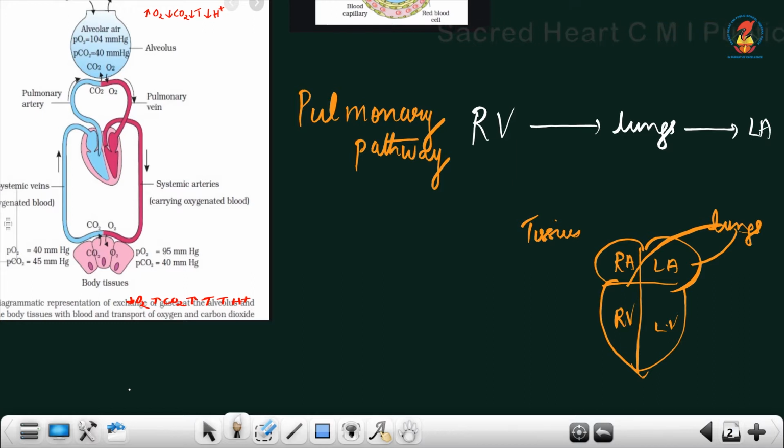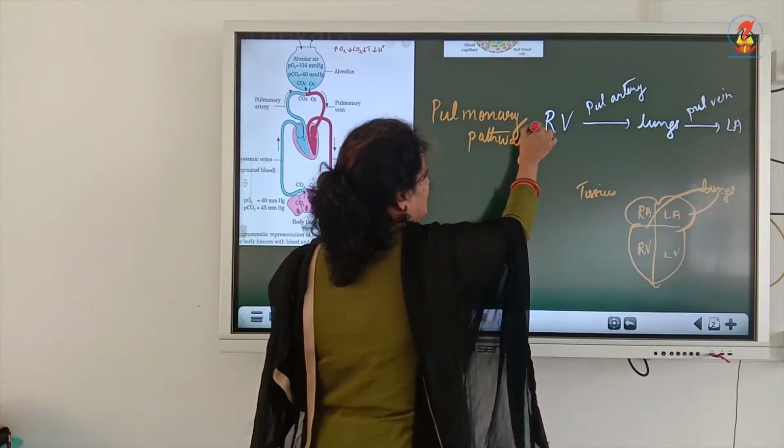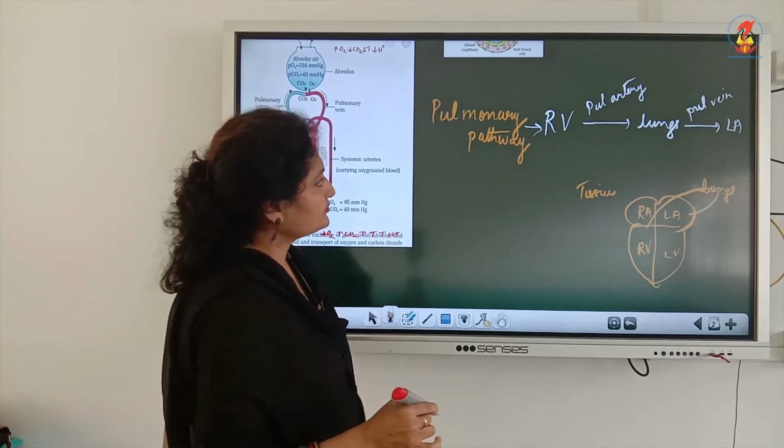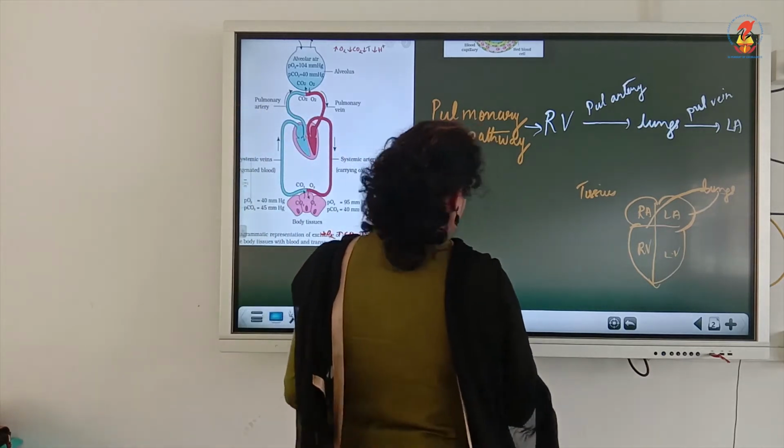Now from the right ventricle to the lungs by the pulmonary artery, and from the lungs returning to the heart to the left atrium by the pulmonary vein. We have learned this clearly in the previous chapter. So this is the pulmonary pathway, but we have to incorporate that today. Next, the systemic pathway.